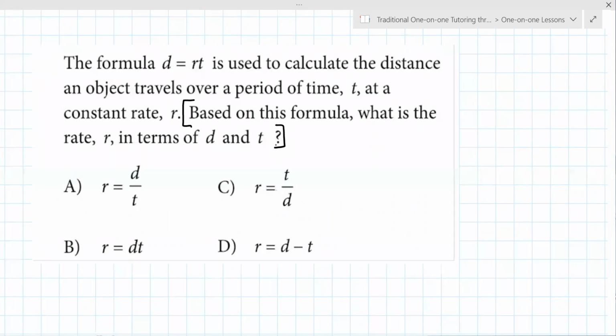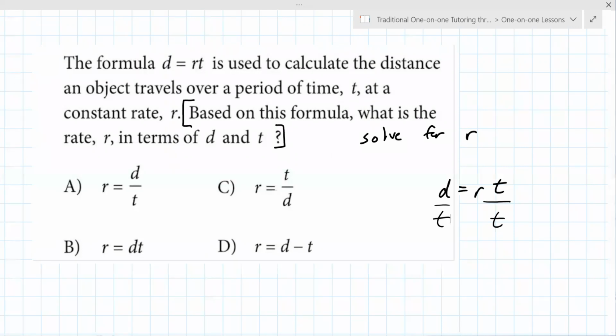Based on this formula, what is the rate R in terms of D and T? Can you tell me what that means in your own words? So since the formula is normally D equals RT, it's trying to single out R, so you divide. So you actually solve for R. Yeah, I think you were on the right track. You want to get R by itself. So you are right, you do divide. What do you divide by though? By T. Yes. So which is the correct answer? A, B, C, or D? A.